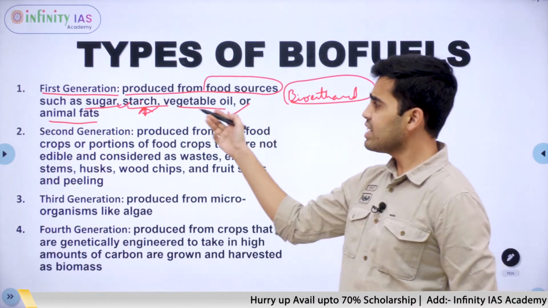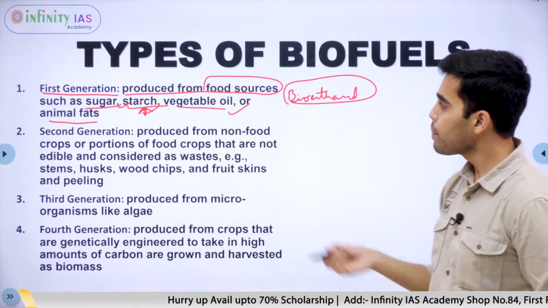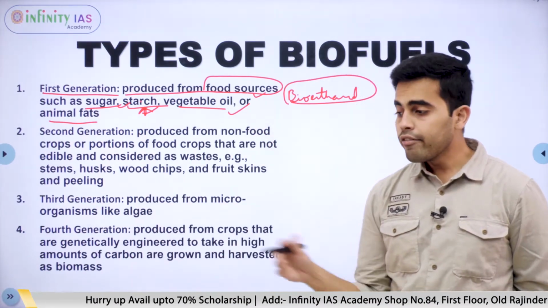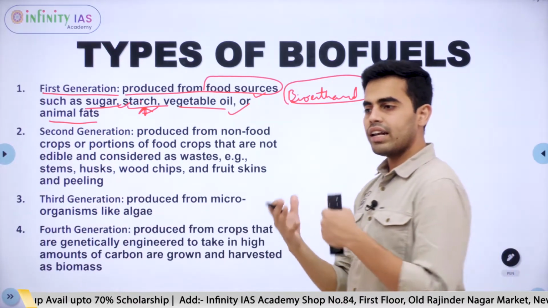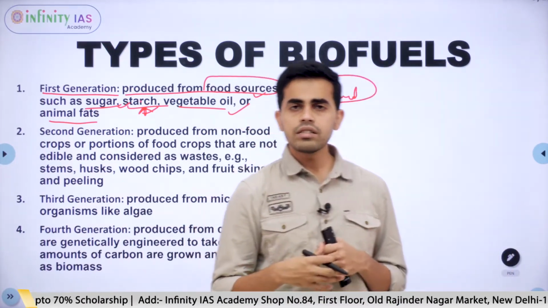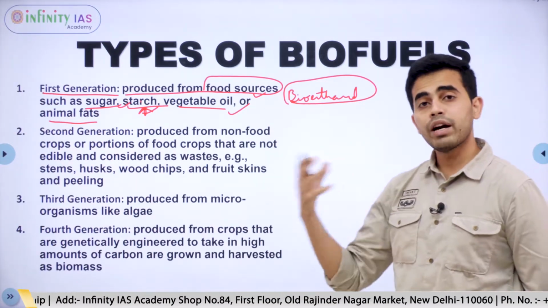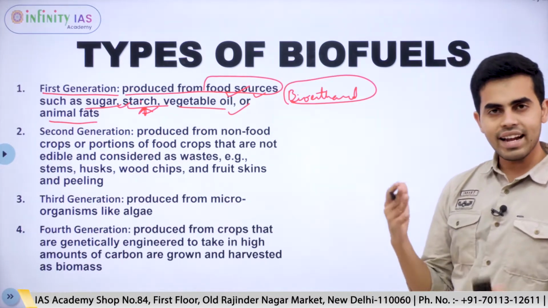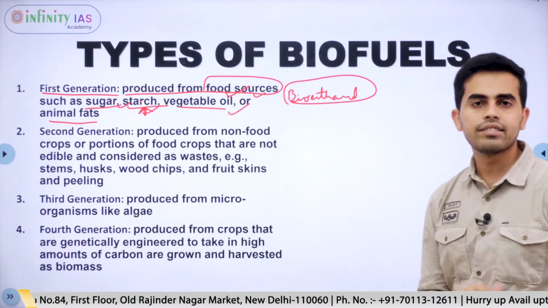But we see there are certain disadvantages with first generation biofuels. That is, first generation biofuel is produced from food sources. We already have problems with food security. There is not enough food for human beings or animals to consume. So if we start producing biofuels from such food sources, it will not be as advantageous as we think it is. It might lead to food scarcity.